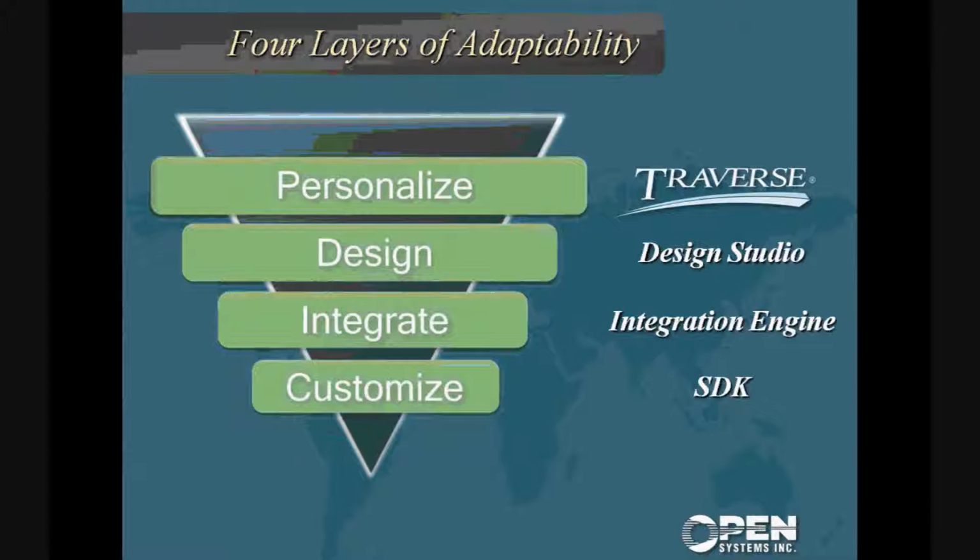The second layer of adaptability is design. Traverse 11 comes with a function called Design Studio. Design Studio will be capable of several functions, but one key function of Design Studio will be to add an infinite number of custom fields to the software and deploy them in any function in Traverse.